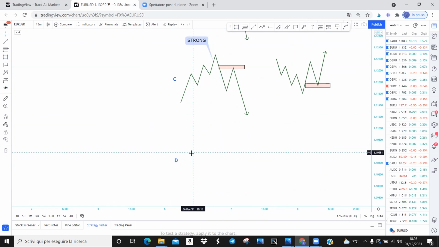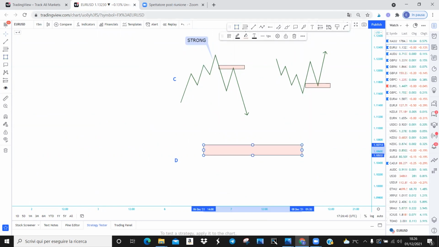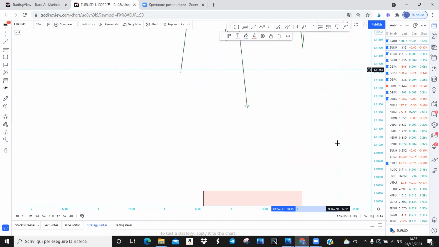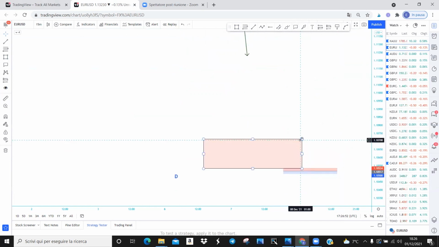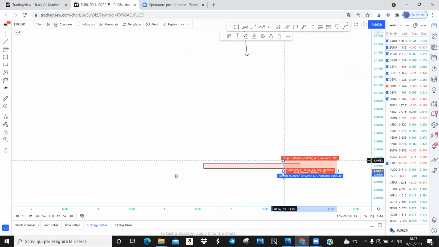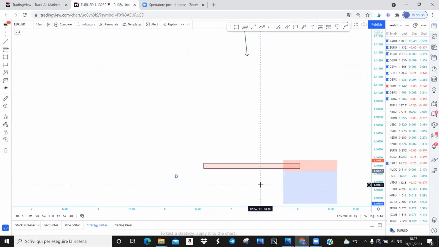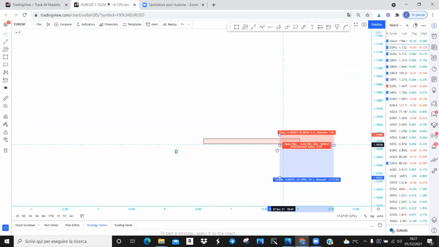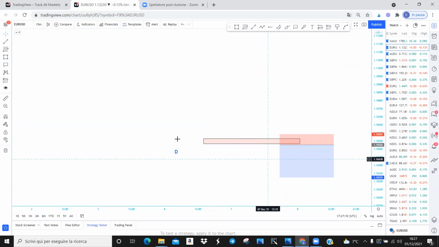But the entry is just with a pending order at the area. For example, for sales, just stop loss above the area and take profit, depending on where we target. So just a pending order, basically. This is our D type of entry, of course our least favorite because we might not have confirmation.